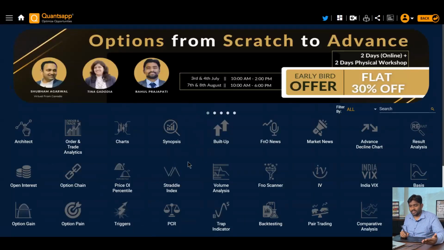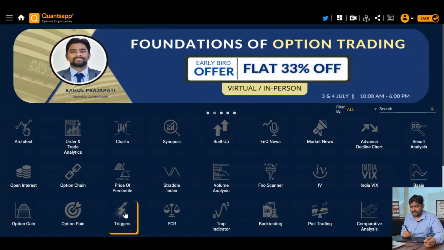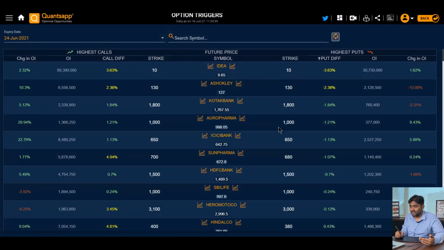Again, the procedure we need to understand is that first we are looking for triggers. In this, we just need to see which stock is trading near the strike price where we can have a breakout. So if I calculate this, you can see this also. See, Oro Pharma is trading below this, but there is no shedding in the open interest.